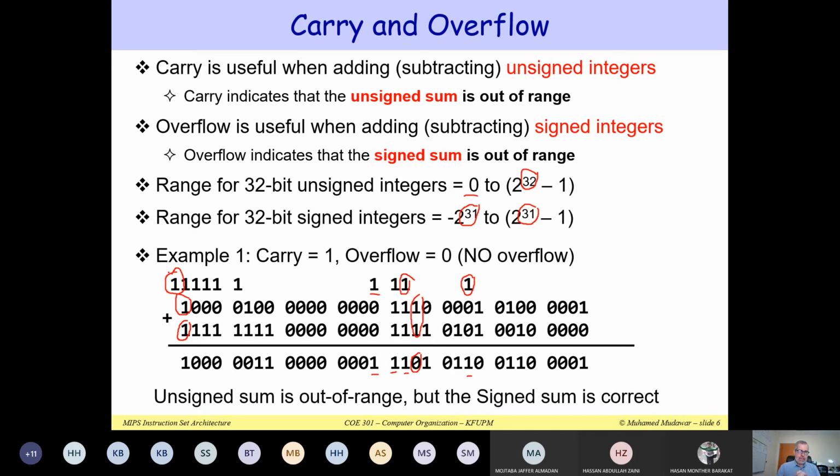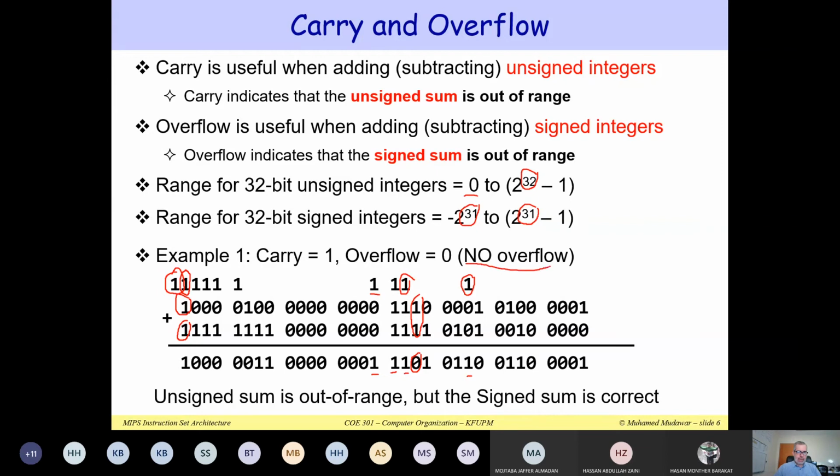Now the question is, is there a carry? Yes, definitely there is a carry. You can see that clearly when you add these two numbers in binary. But is there overflow? The answer is no, there is no overflow. Notice that the last two carries, this carry and this one, are identical. And because they are identical, there is no overflow.